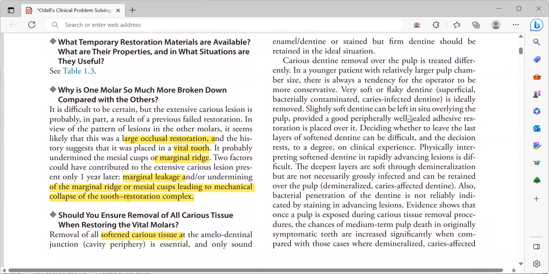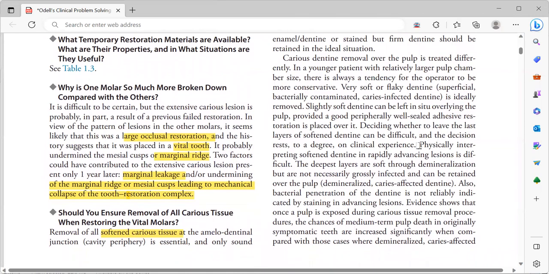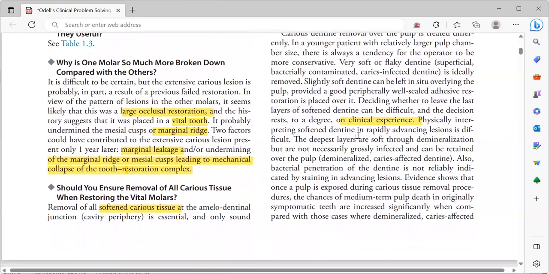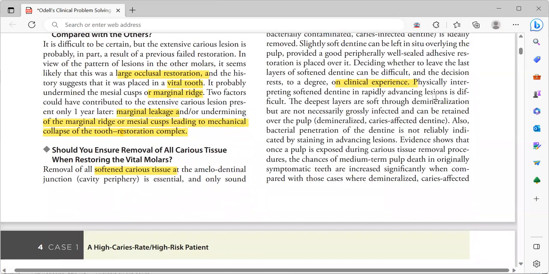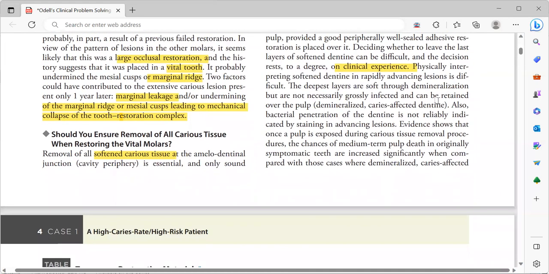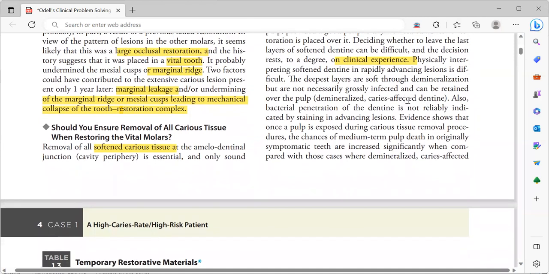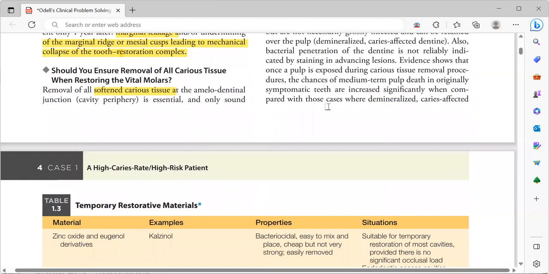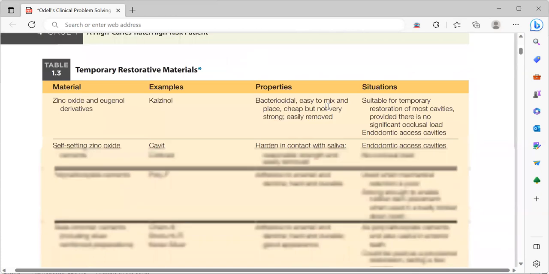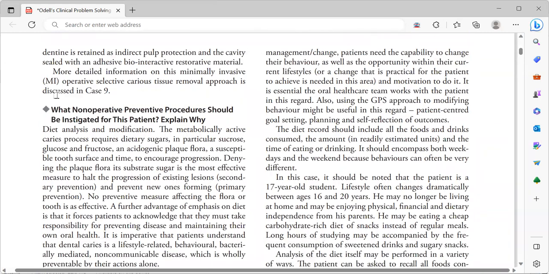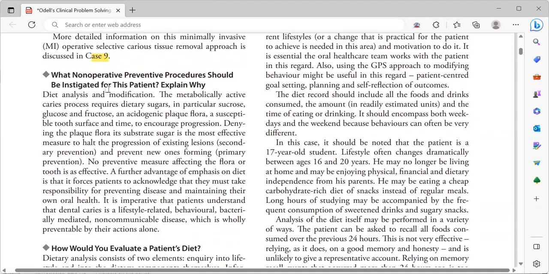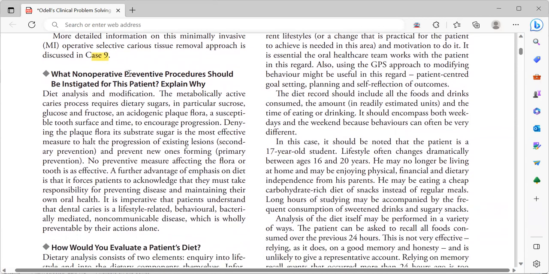But it is a very difficult judgment to make, and the decision rests to a degree on clinical experience. Physically interpreting softened dentine in rapidly advancing lesions is difficult. The deepest layers are soft through demineralization but are not necessarily grossly infected. So it is a situation where you can leave the affected dentine, but you need to remove the infected dentine, which is the soft part. About this case, about minimally invasive operative dentistry, we will read in case 9. They have discussed in a whole chapter what this is called and how the whole process happens.